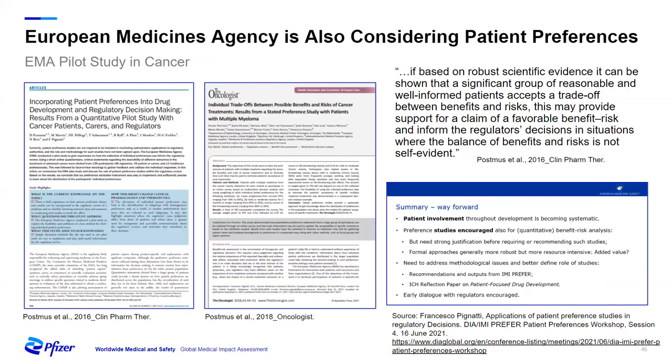It's not only happening in the US; there's also movement in Europe. Even though what I'm talking about here today is mostly US focused, based on our experience with FDA, there are also things going on in Europe with EMA. There was a pilot study about 5 or 6 years ago, and subsequent work indicates that EMA is exploring this and sees potential uses for it. Even just last week, presenters from EMA at a DIA IMI PREFER workshop indicated that there is a way forward for patient preferences in Europe as well as in the US.